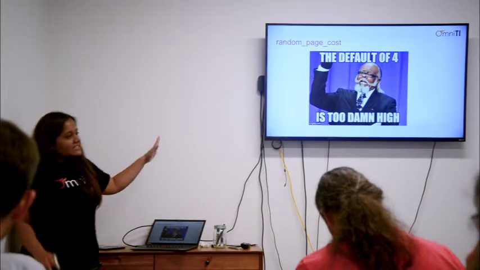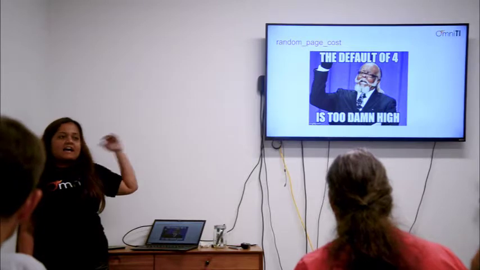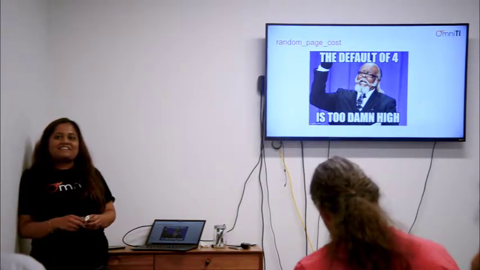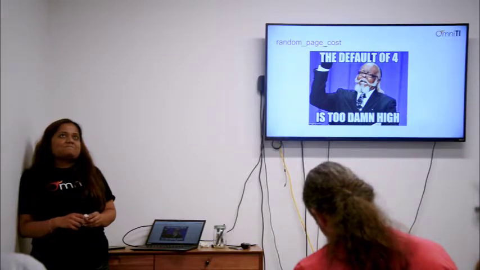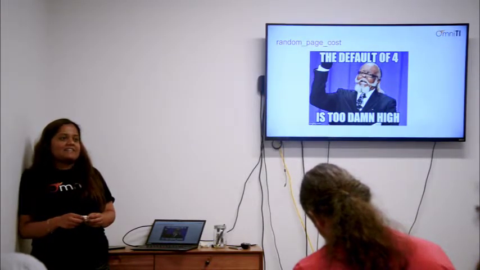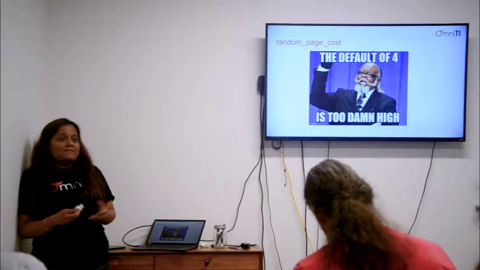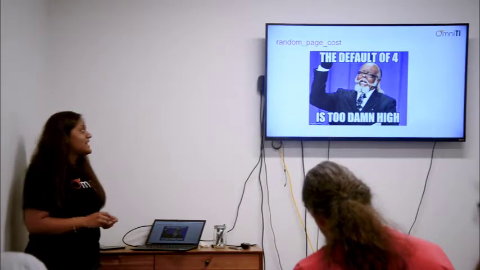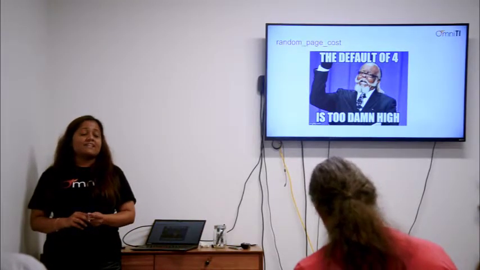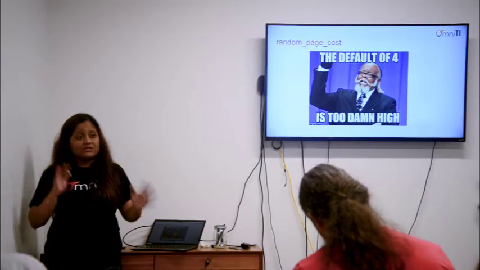Random page cost. It's too high. They're not changing the default, and the reason for that is because HDDs are still around, magnetic drives. But for any practical purposes, even if you don't have SSDs, you might still want to lower it. You definitely want to lower this.